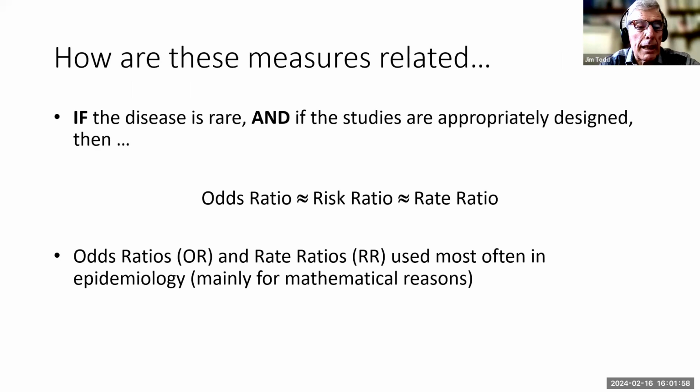So how are these measures related? Well, if the disease is rare and we have appropriately designed studies, then the odds ratio and the risk ratio are going to be approximately similar. The odds ratio and the rate ratio are most often used in epidemiology because that is the mathematical means which have been programmed into our statistical calculations. The logistic regression and the Poisson regression that we have for rate ratios are going to be the most useful and easy to use in epidemiological studies.